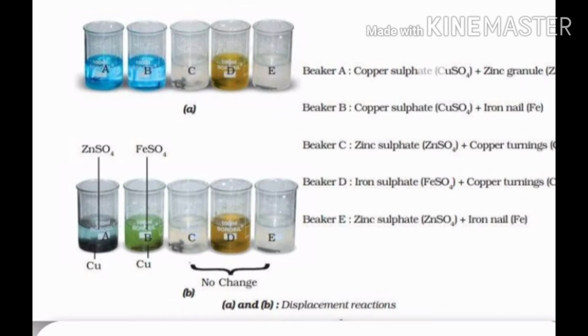In beaker C, we cannot see any change because copper is not able to displace zinc from zinc sulfate, as copper is less reactive than zinc. In D, the color of the iron sulfate solution has also not changed because copper is also less reactive than iron, so there is no change. And in beaker E also there is no change because iron is not able to displace zinc from zinc sulfate solution.